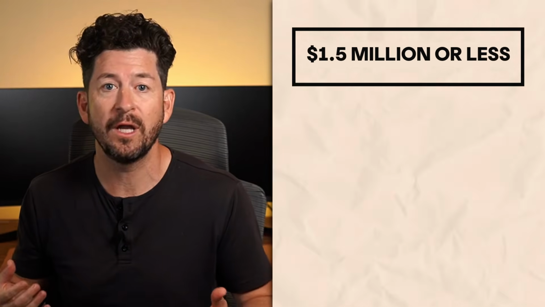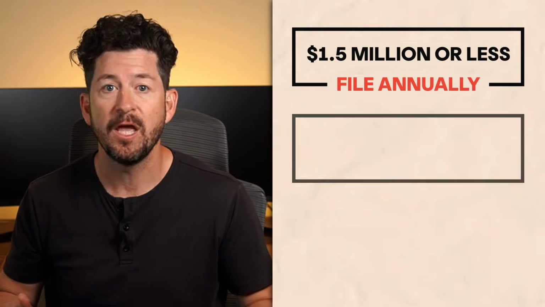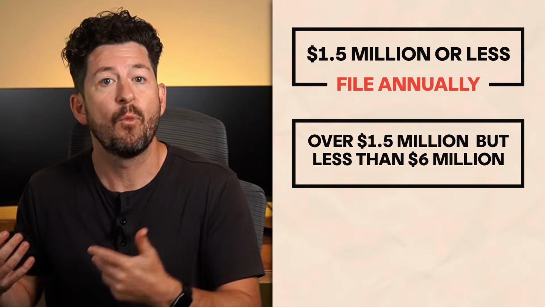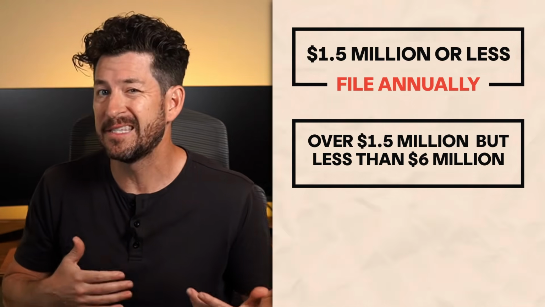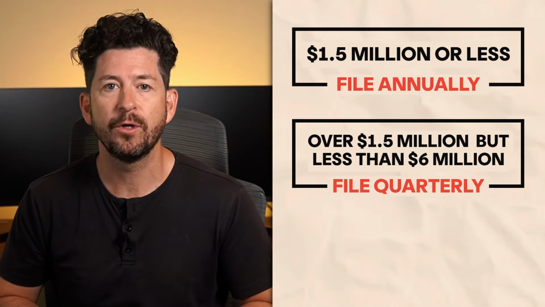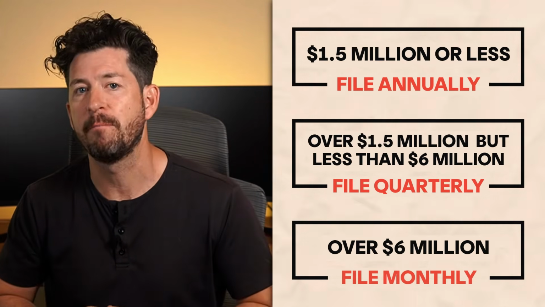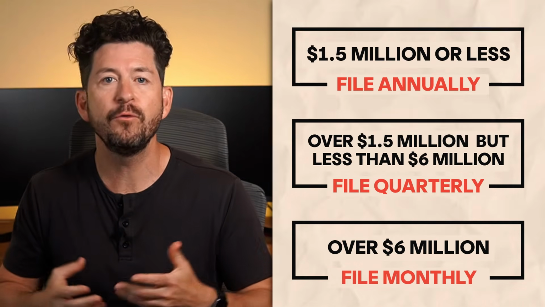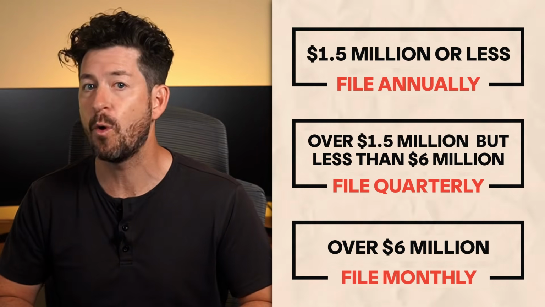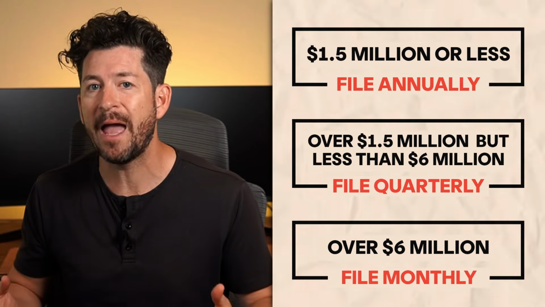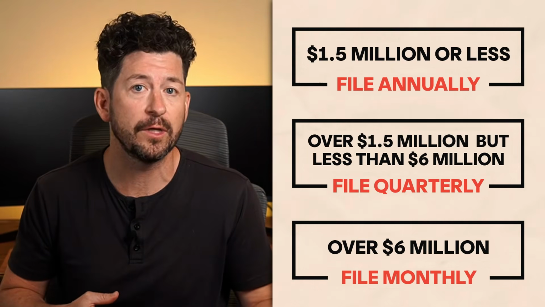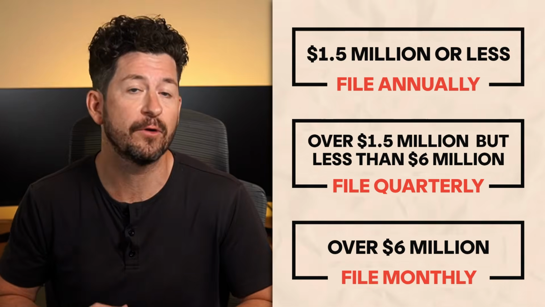If your annual revenue is $1.5 million or less, you can file annually. If your revenue is between $1.5 million and $6 million, you need to file quarterly. And if your revenue is over $6 million per year, you'll have to file monthly. That's your default, but if you'd rather file more frequently than required, you can. For example, some annual filers choose to file quarterly or monthly to stay on top of their cash flow.